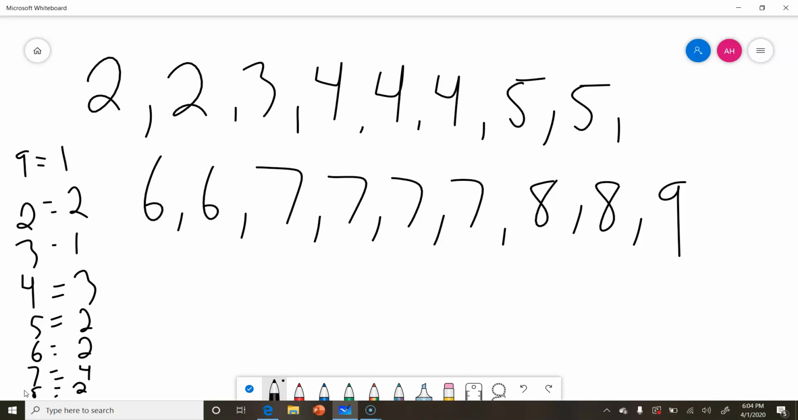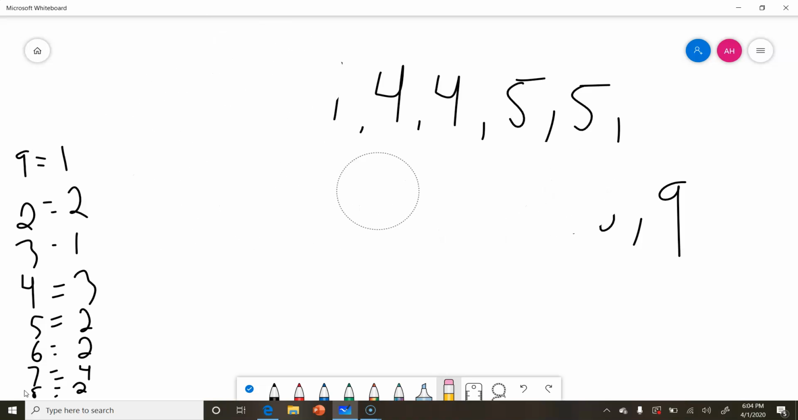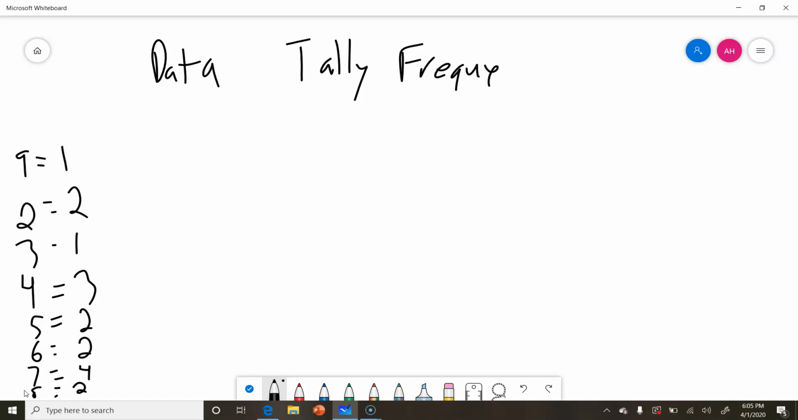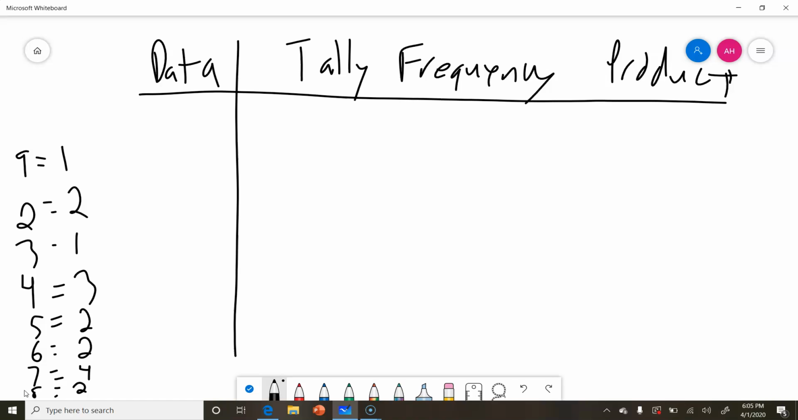If we're making the chart, I'm going to erase all these. Now you can see them over here on the left. I'm going to make this chart. I have data, then I have tally, which you don't have to do. You can go straight to frequency if you want. Then I have the total, which is the product when they're multiplied together. The data is 2, 3, 4, 5, 6, 7, 8, and 9.